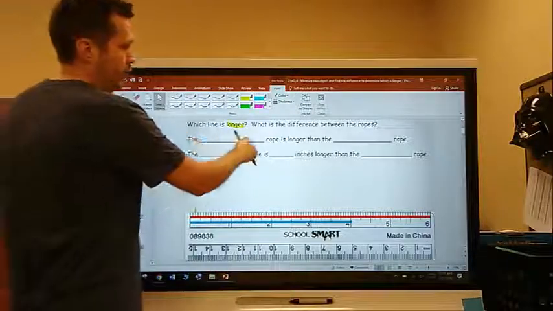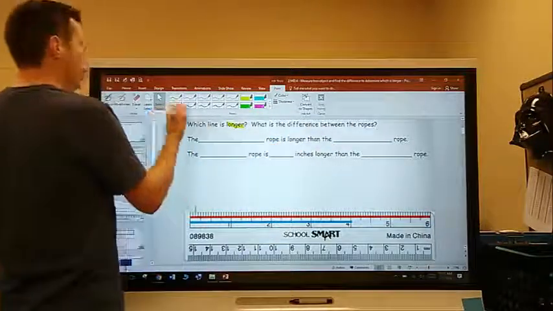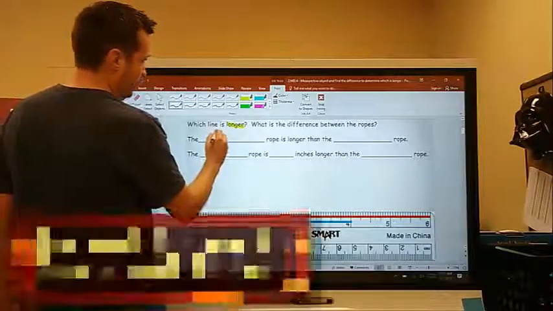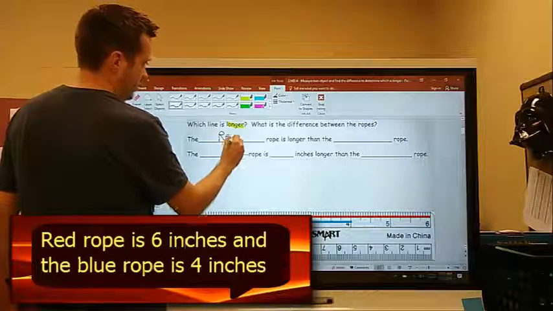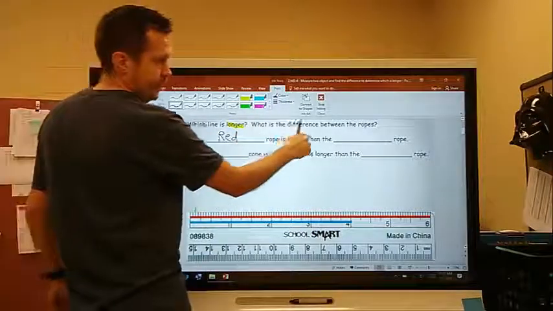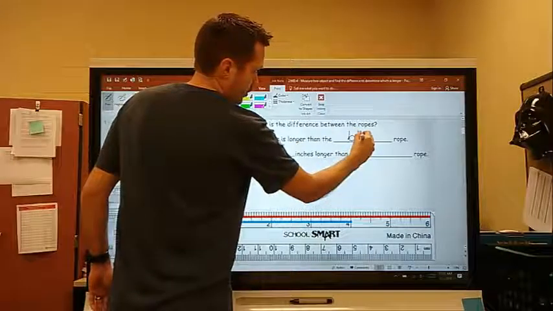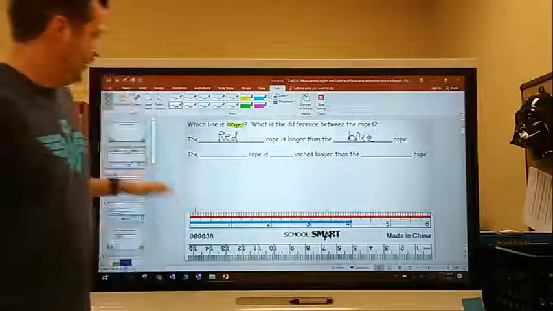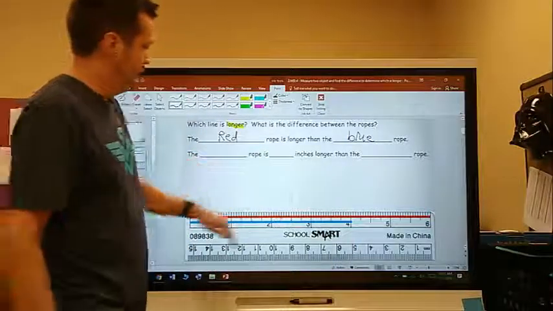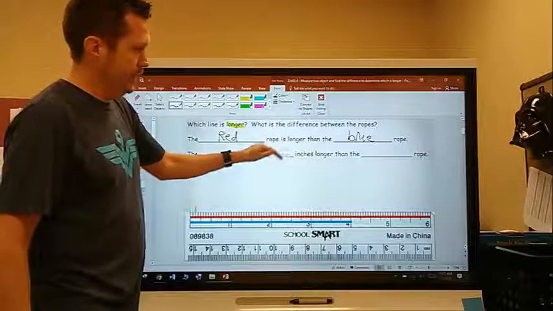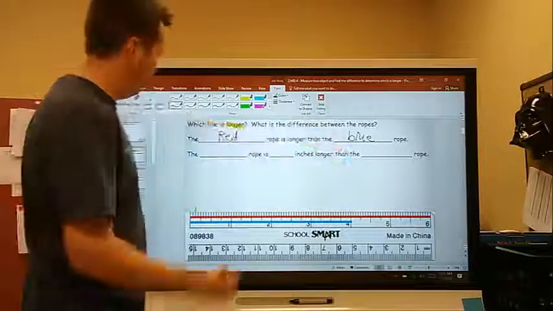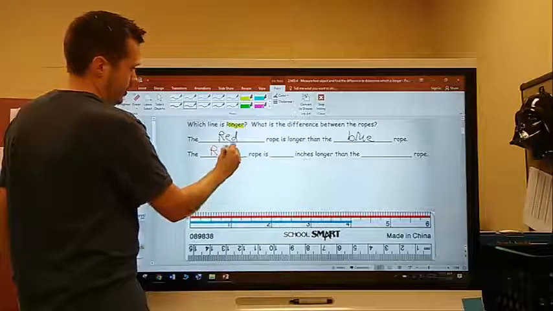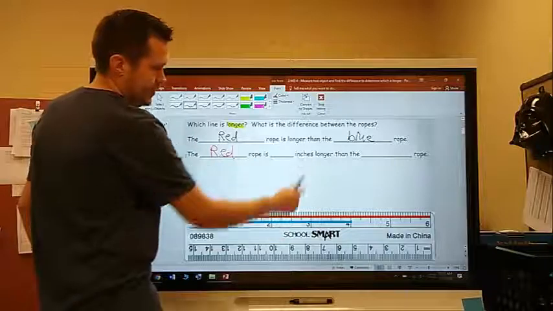So the blank rope is longer than the blank rope. Well, I know that the red rope is longer than the blue rope. Okay, so I wrote that in sentence form. Now I'm going to create another sentence form here. The blank rope is blank inches longer than the blank rope. Well, I know that I'm going to say the red rope is blank inches longer.